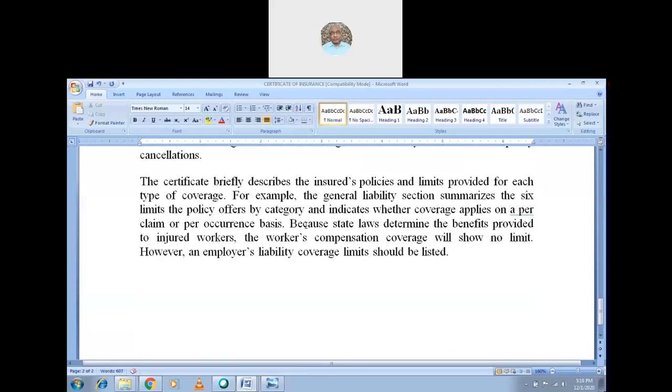Because state laws determine the benefits provided to injured workers, the workers' compensation coverage will show no limits. However, the employer liability coverage limits should be listed. What is the maximum limit and what is the minimum limit? It depends upon the status of the person who is working under him. So the coverage and the employer liability coverage limits should be listed, and that is clearly shown there.